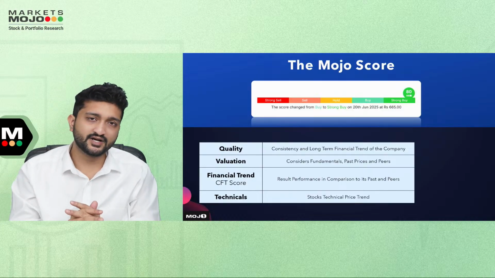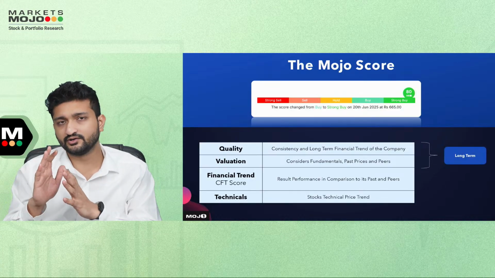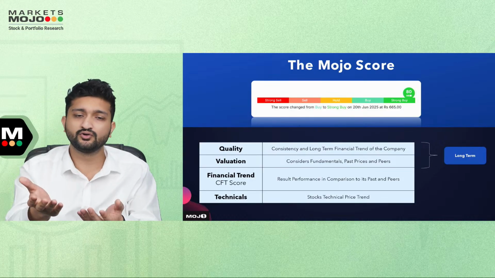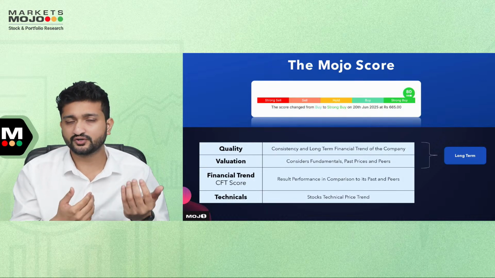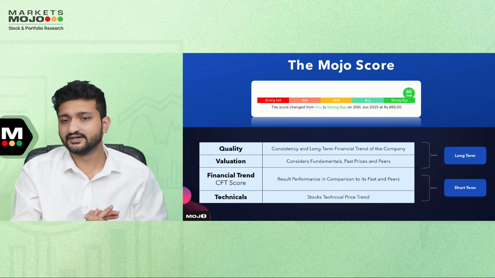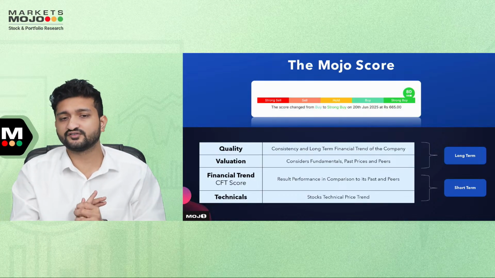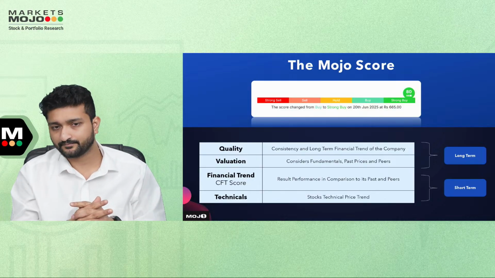To break it up and make it a bit easier for you, quality and valuation are for the long term. If you're looking at the long-term horizon of a company, then you would need to look at quality and valuation. But short-term factors, the short-term things that move the score, are financial trend and technicals. These two different dots are the short-term indicators which can move the score of the stock.